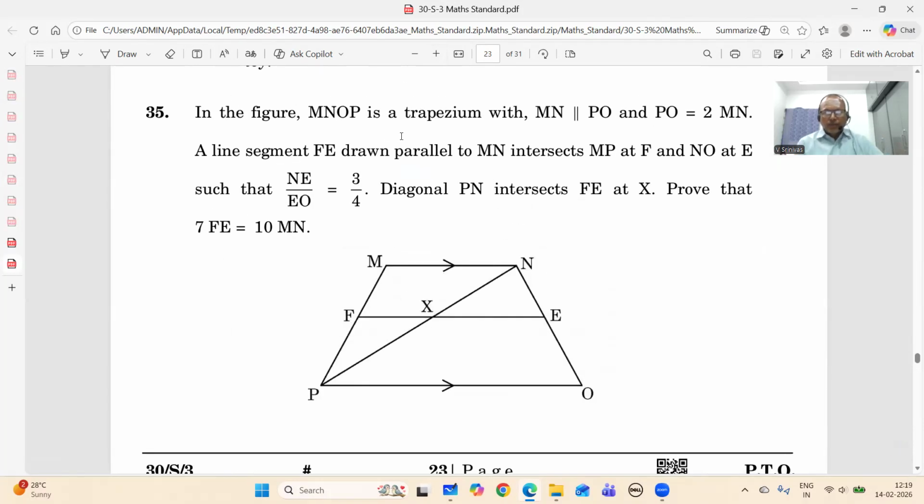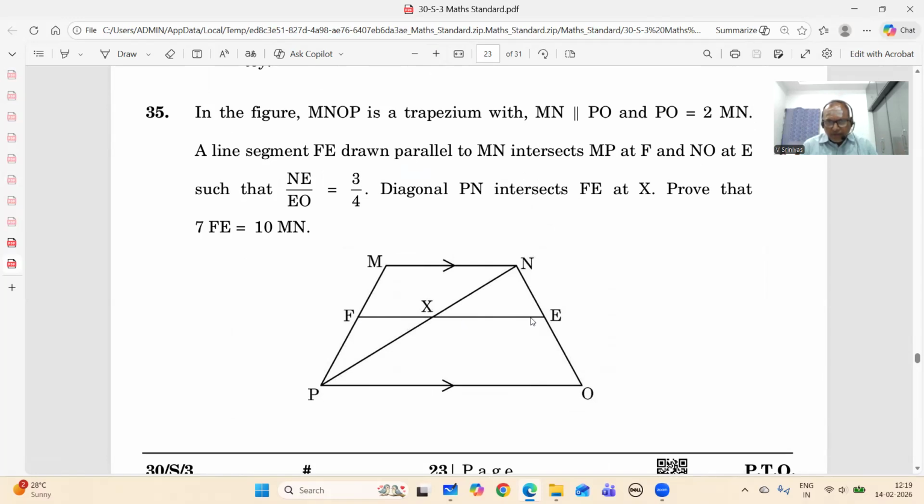In the figure, MNOP is a trapezium with MN parallel to PO, and PO is twice MN. PO is 2 times of this MN. These two are parallel sides. A line segment FE drawn parallel to MN intersects MP at F and NO at E, such that NE by EO is 3 by 4.